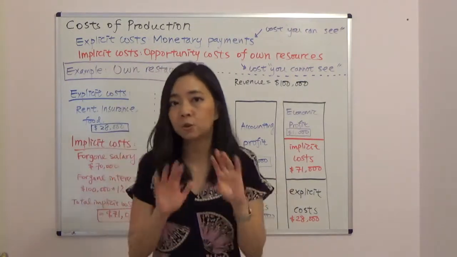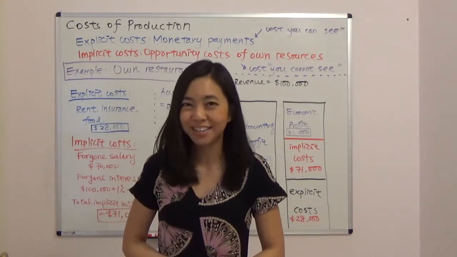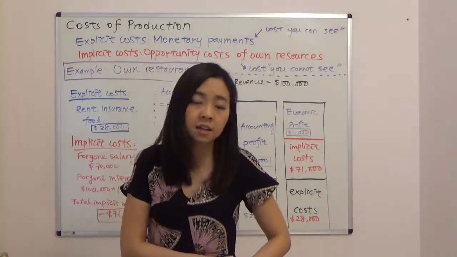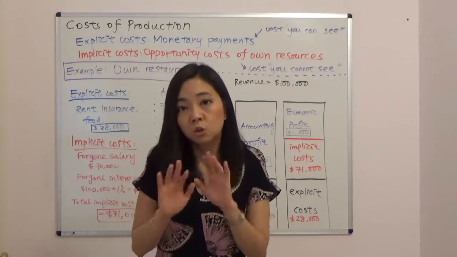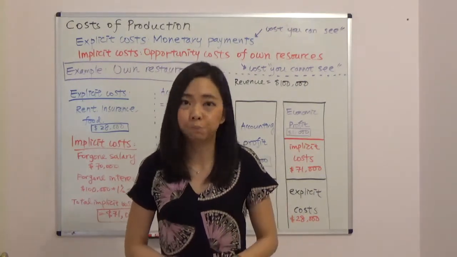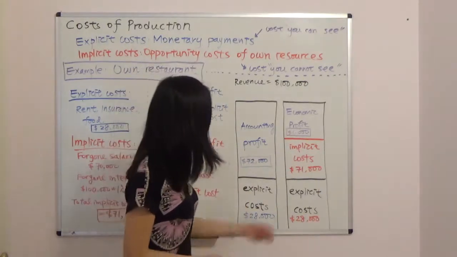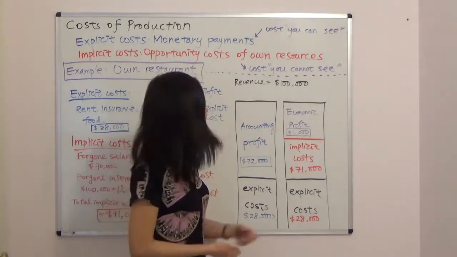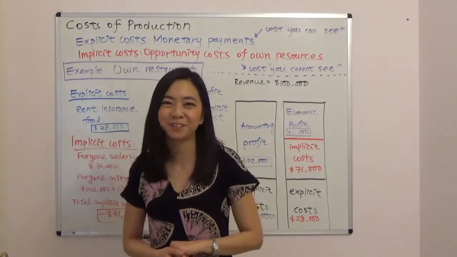But if it's a cost that you cannot see from your accounting book, say it's your opportunity cost or foregone rent, foregone salary, foregone interest, you don't see that money being deducted from your bank account, then that will be implicit cost. And you subtract both implicit cost and explicit cost from your total revenue, then you will get your economic profit. I hope this helps.